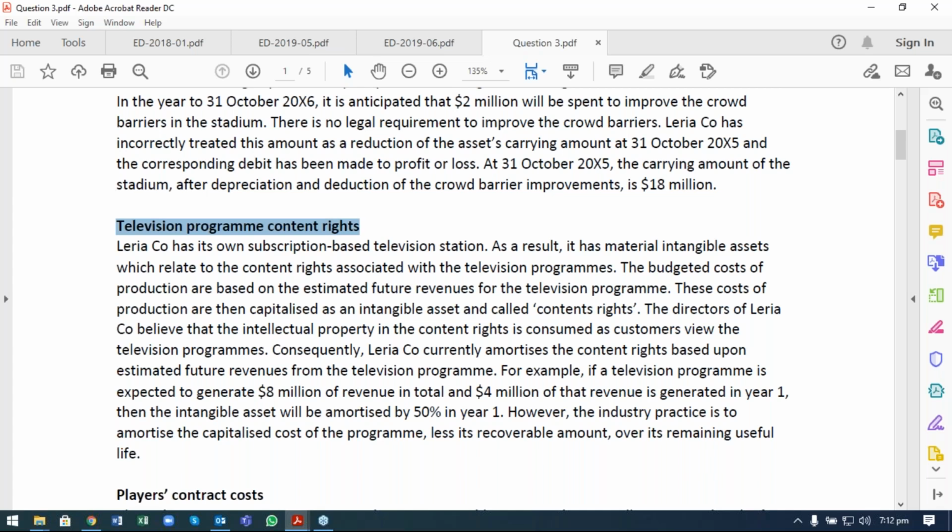So whenever a situation comes along within the exam perspective, you need to look into what the main idea of this business was. Here another content is television program content rights. So what are television program content rights?